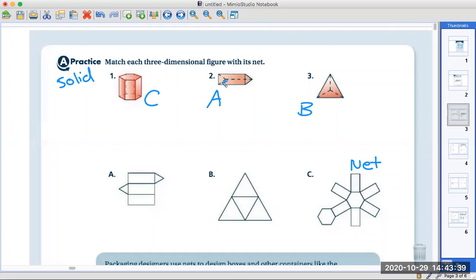Here the base is a rectangle. So that would probably be this one. And here the base is a 1, 2, 3, 4, 5, 6-sided figure, a hexagon. Top and bottom are the same. That's called a prism. When top and bottom are the same, this is a prism, because, I'll show you why. It's just sideways. Top and bottom are triangles.